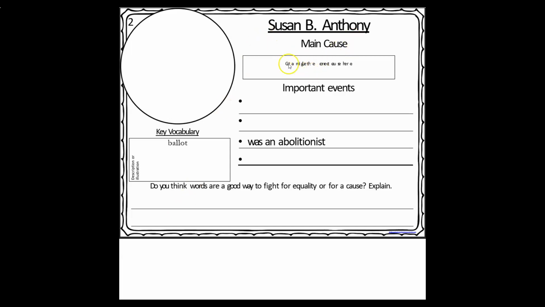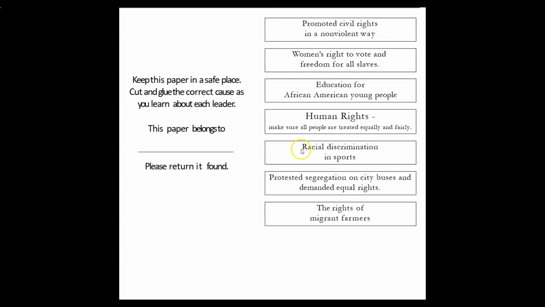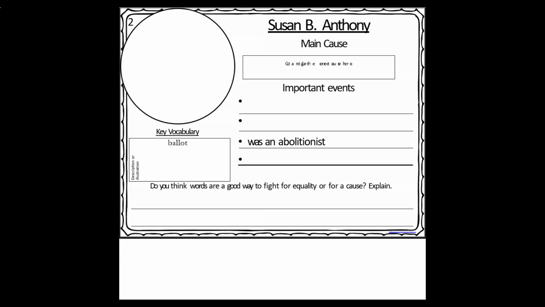So the part that I said that you were going to skip for this second, I'm going to explain now. So you guys are going to see all of these little slips on a page. And what you are going to do is you are going to pick whichever slip is the right one, and you are going to move it over to the area over here. Okay? So it is promoted civil rights in a nonviolent way, women's rights to vote and freedom for all slaves, education for African American young people, human rights, make sure all people are treated equally and fairly, racial discrimination in sports, protested segregation on city buses and demanded equal rights, and the rights of migrant farmers. So only one of those little strips fit this story that we listened to today. So think about which one would fit, and it's going to go right here.